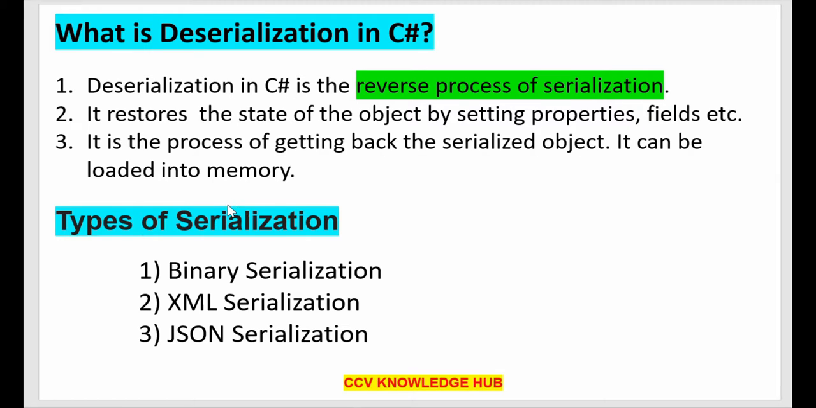There are three different types of serialization we can perform in C#: binary serialization, XML serialization, and JSON serialization. So let's get into these topics one by one. First, we will see binary serialization with a practical example and the theoretical part.